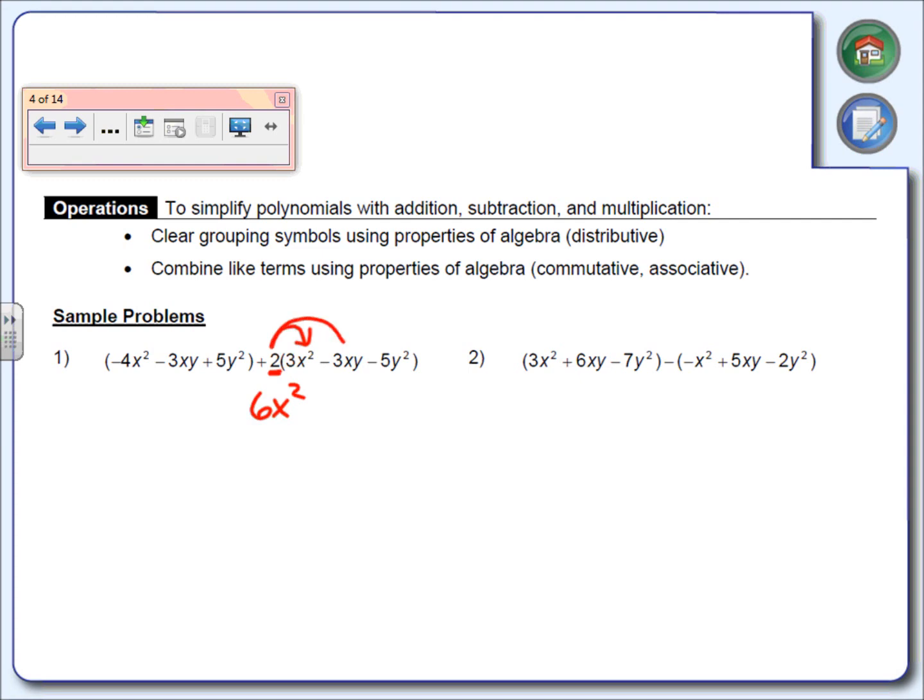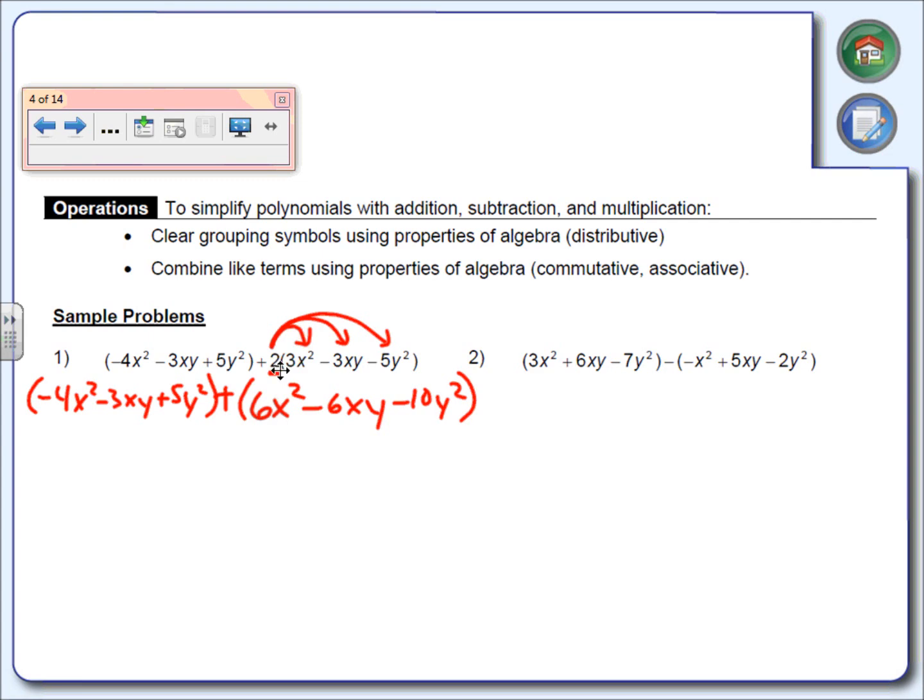I'm going to take that same 2 and multiply it with my negative 3xy. What do you get when you multiply with the negative 3xy? Negative 6xy. We're going to do that one more time. 2 times negative 5y squared would be a negative 10y squared. All right, so this is what I get after distributive property. What I'm going to do is take this and add it with this other polynomial. I'm going to add it with the negative 4x squared minus 3xy plus 5y squared. I'm going to add those two together.